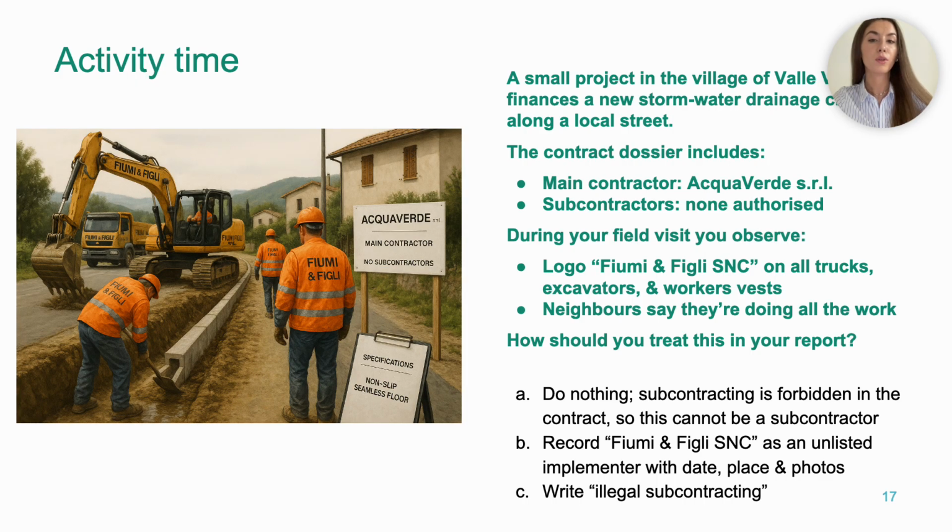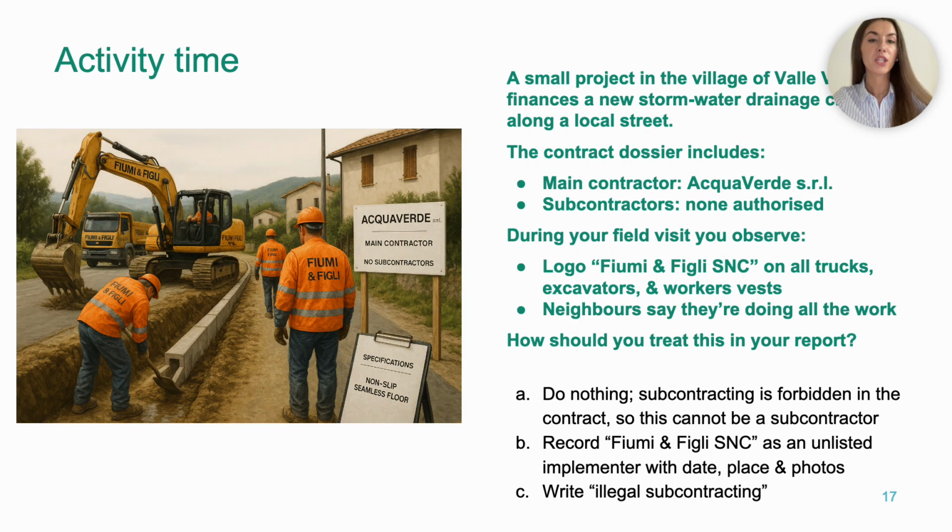So in the iMonitor tool, first you need to go to step 1B, subcontracting, answer yes to unlisted implementers, and enter the name, the where, the date, evidence, and then move to step 2, declared versus observed implementers, where you would tick no and again write a short neutral note that the company on site does not actually match the contracting documents. Good neutral wording could look like: contract dossier lists Aquaverde SRL as contractor, no subcontractors authorised.